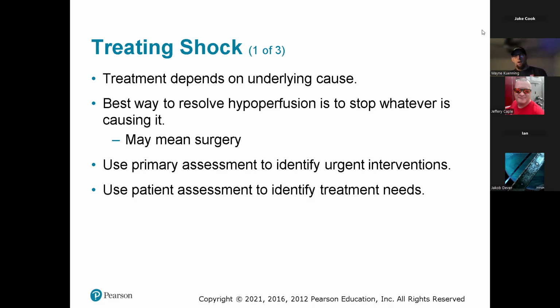We use our primary assessment to identify urgent interventions. I don't know if you remember me preaching this during the medical portion of this, the ABCs. That is to find what is going to kill your patient now. Patient assessment also is to identify your treatment needs and what does your patient need? Does your patient need surgery now, or do they need a neurologist to figure out why they can't feel their legs?